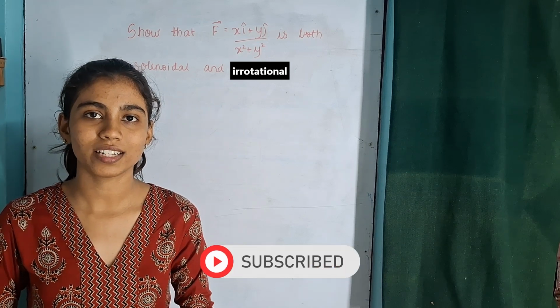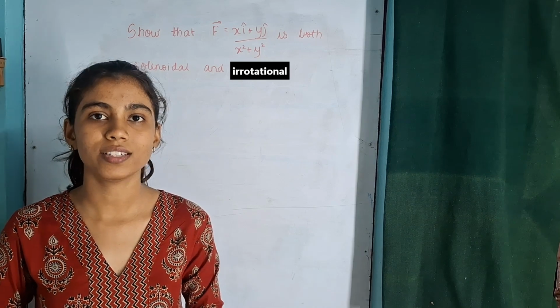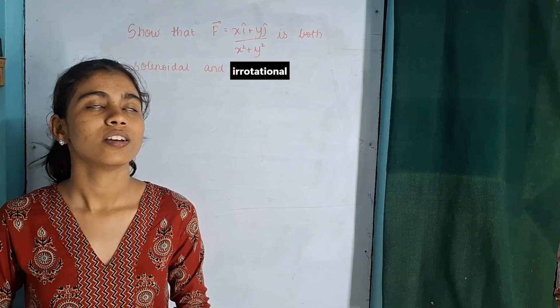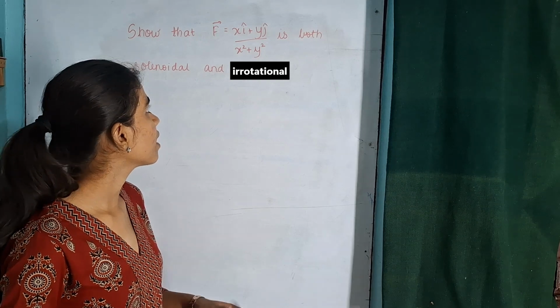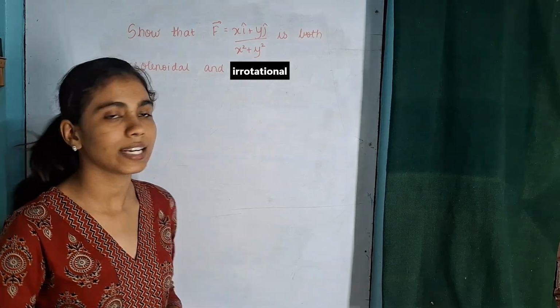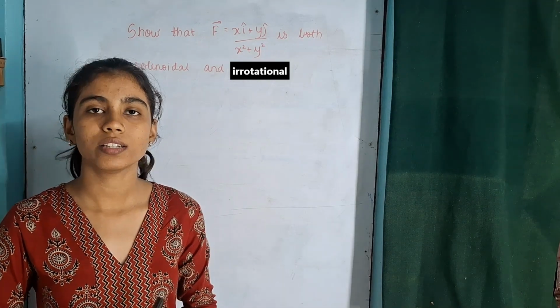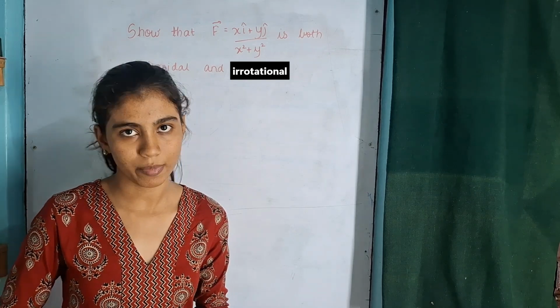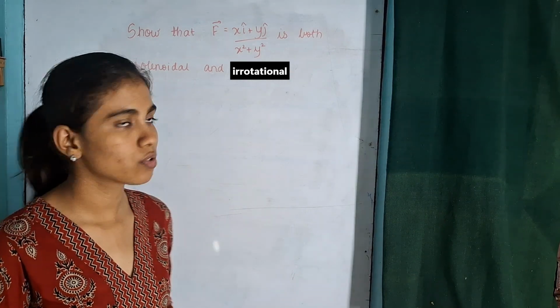So today we are going to continue with module 2, which is vector calculus, for second semester students. Today's topic is: show that f vector is both solenoidal and irrotational. This example is very important from the point of view of your semester exams. So let's understand how to solve this.